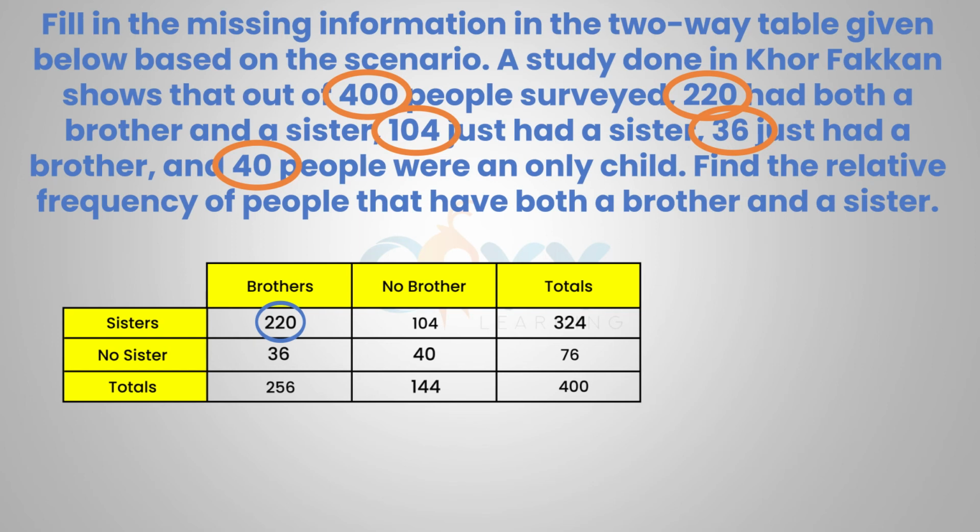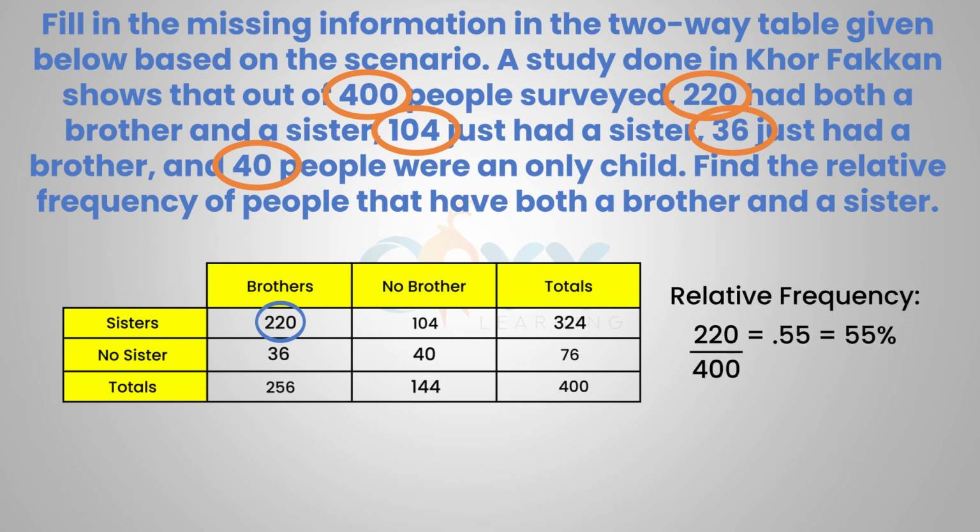Now to find the relative frequency of the people that have both a brother and a sister: the 220 listed, divided by the total, 400, will give us a relative frequency of 0.55 or 55%.